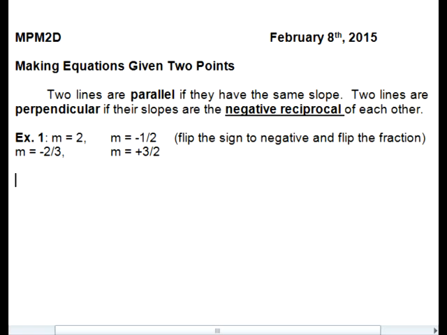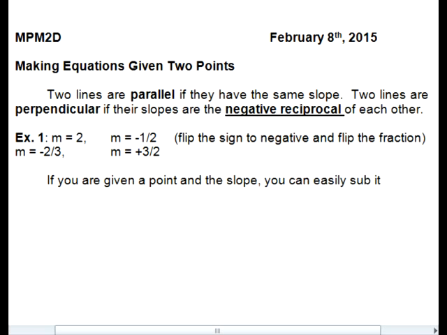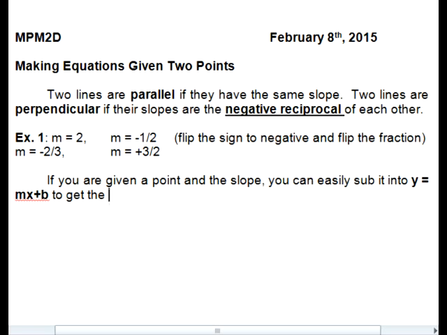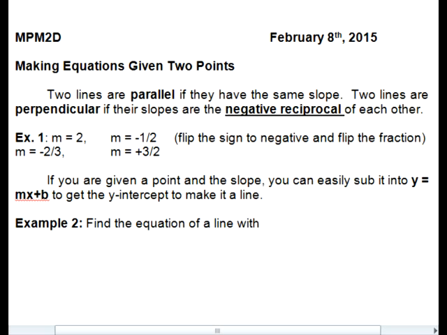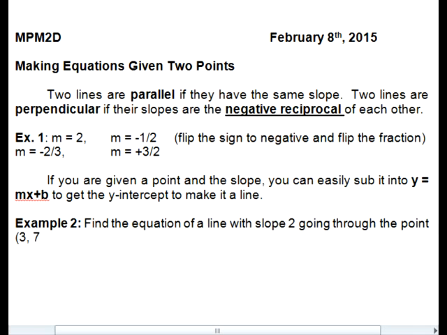Okay, good. If you are given a point and the slope, you can easily sub it into y equals mx plus b to get the y-intercept to make it a line. I'm going to do one example of this, and then I'll give you guys one to try, and then hopefully the supply teacher can pause. Example 2 says, find the equation of a line with slope 2 going through the point 3, 7.